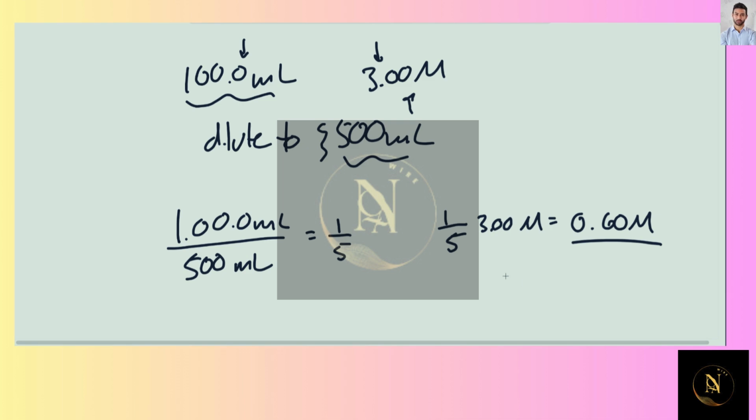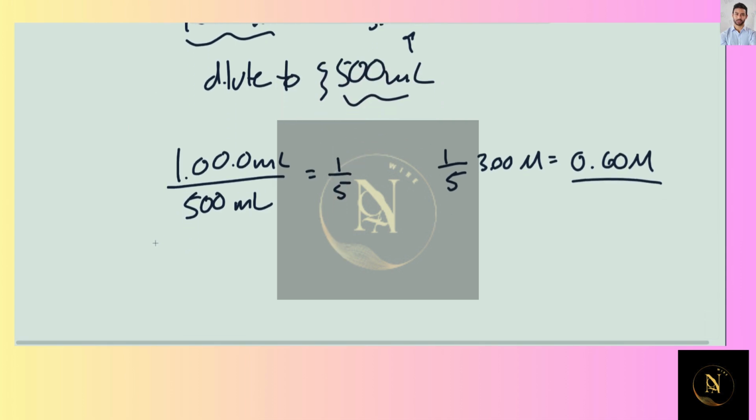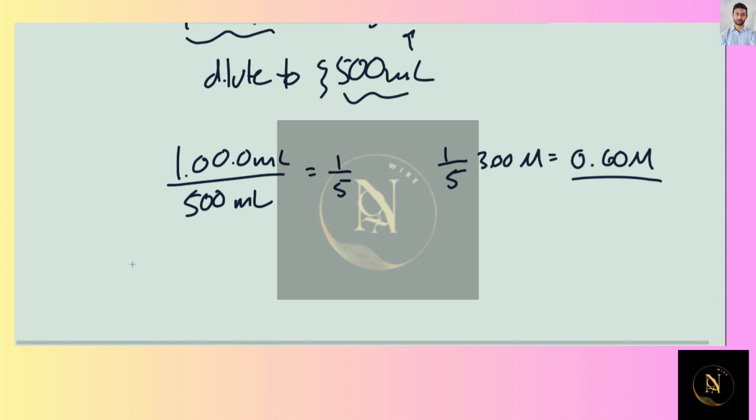But what about the uncertainties? Every time we do a mathematical operation, we have to propagate the uncertainty in the initial measurements. Note that this is all multiplication, or division, which is like multiplication. We're doing 100.0 milliliters times 1 over 500 milliliters times 3.00 molar.